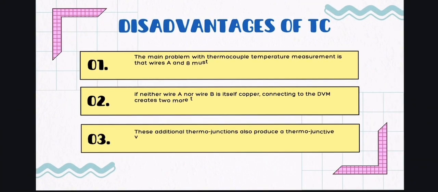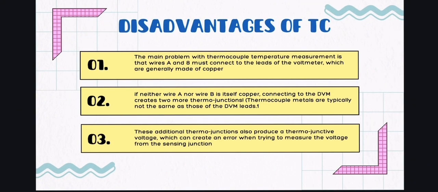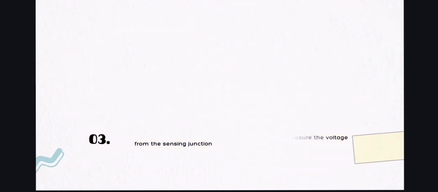Disadvantages of TC. 01. The main problem with thermocouple temperature measurement is that wires A and B must connect to the leads of the voltmeter, which are generally made of copper. 02. If neither wire A nor wire B is itself copper, connecting to the DVM creates two more thermojunctions. Thermocouple materials are typically not the same as those of the DVM leads. 03. These additional thermojunctions also produce a thermojunctive voltage, which can create an error when trying to measure the voltage from the sensing junction.